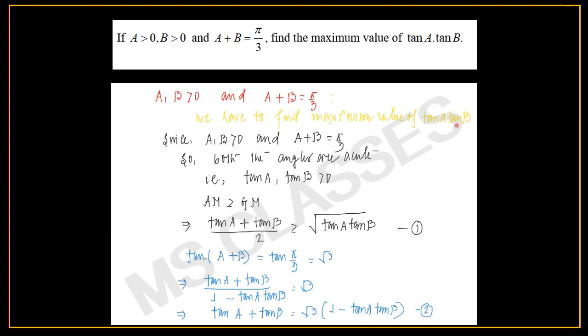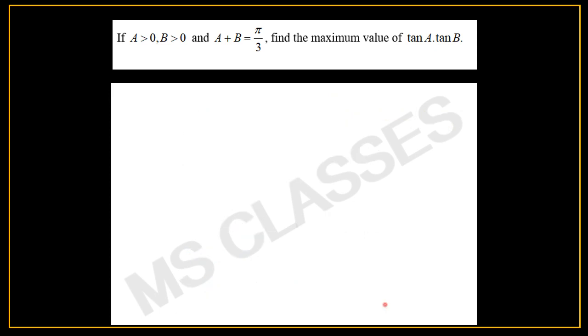Now if you observe carefully, in the first inequality we have tan a tan b, but we also have the term tan a plus tan b. From the second equation we can see that tan a plus tan b is equal to root 3 into (1 minus tan a tan b). That means this can be expressed in terms of tan a tan b. Now if we substitute this value here and try to solve, then we can find the maximum value of tan a tan b.